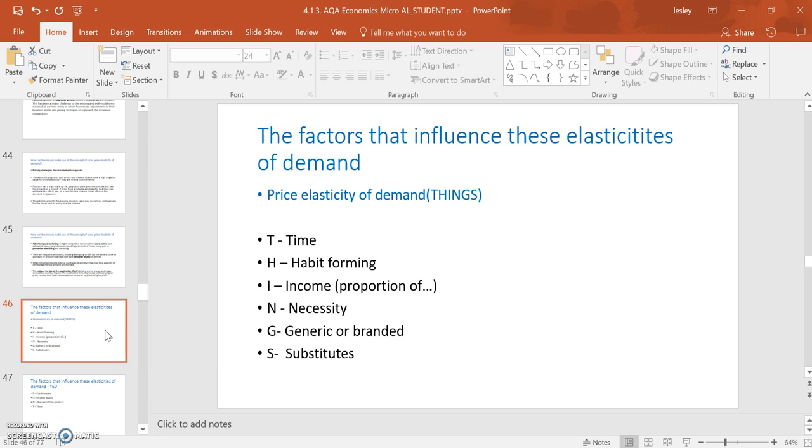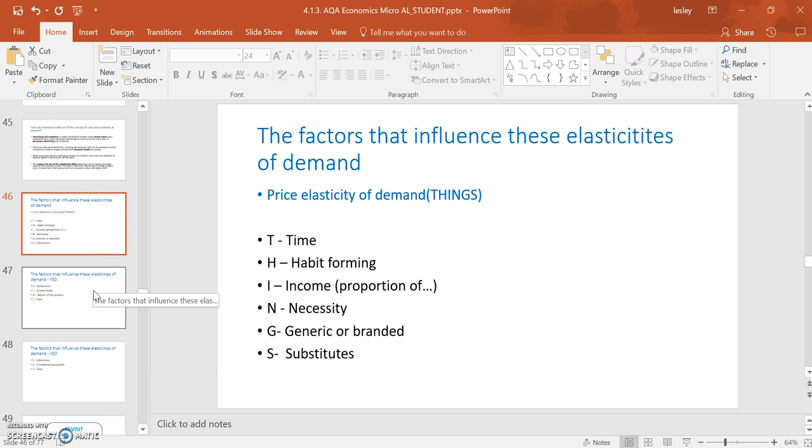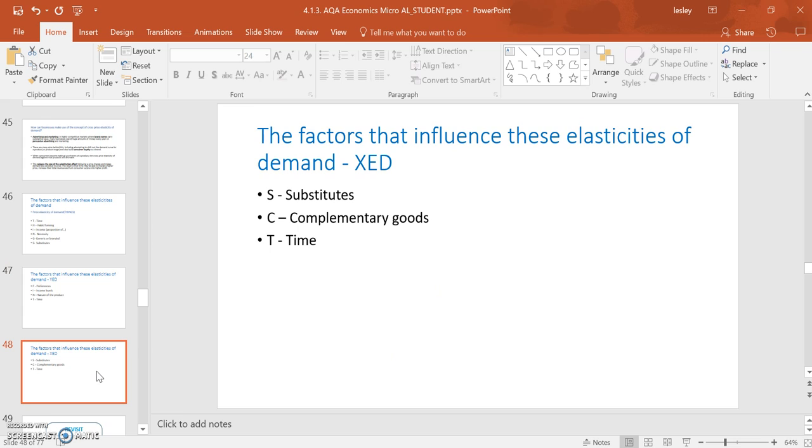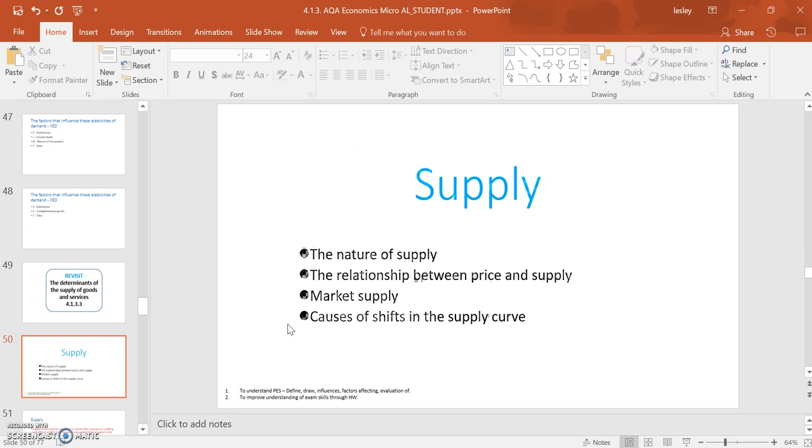Also on here are the 3 acronyms. I say acronyms. The first 2 are pretty good. We've got things, and these are the factors that determine the PED. We've got pint, which they're the factors that affect YED, and the rather unfortunate SCT, which means nothing at all, but they're the handful of factors that influence the cross-price elasticity of demand.